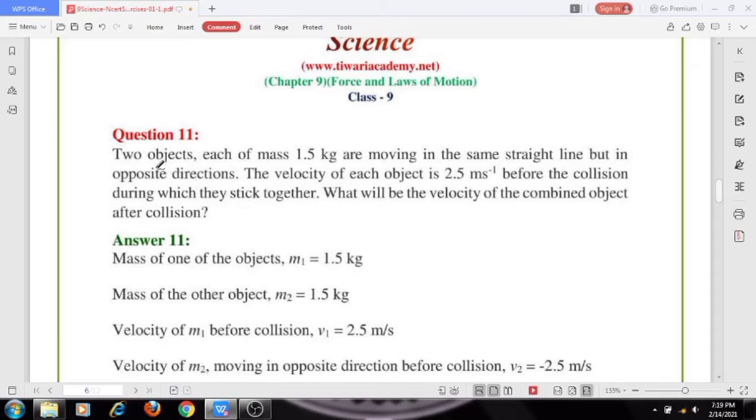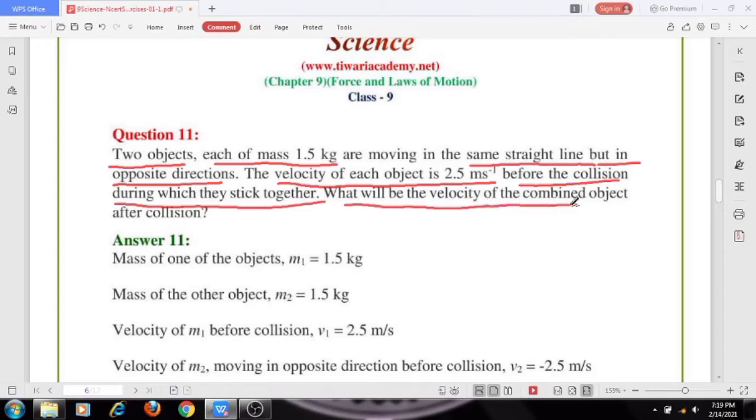So now here, if I write the given data separately, what will I get? We have how many objects? Two objects, each of mass 1.5 kg, moving in which line? Straight line, but in opposite direction. So the velocity of each object is 2.5 meter per second before the collision, during which they stick together. So what will be the velocity of the combined object after collision?